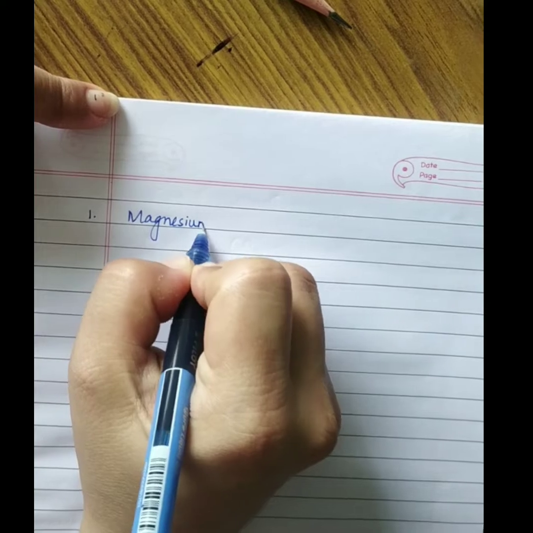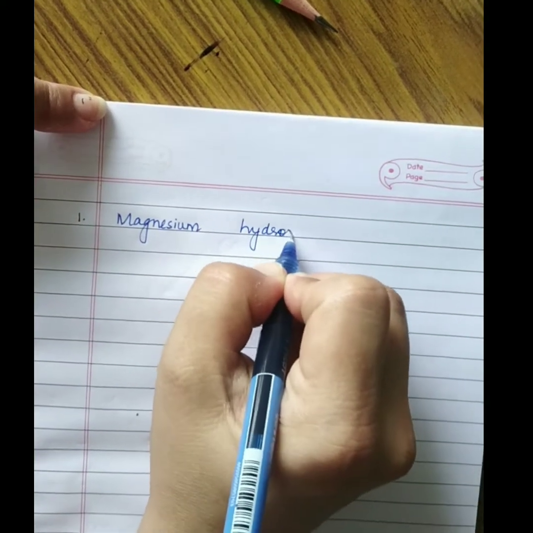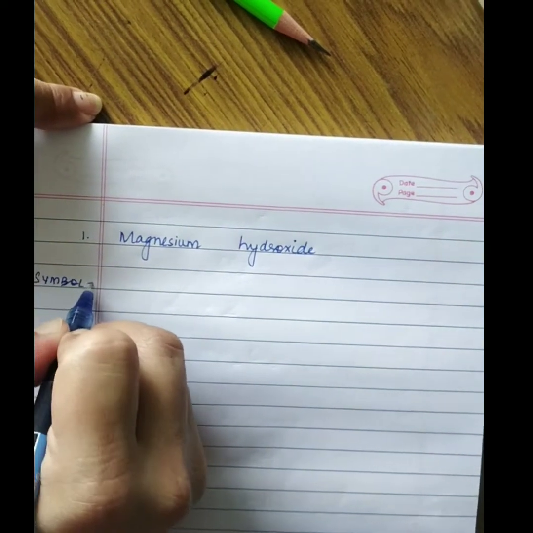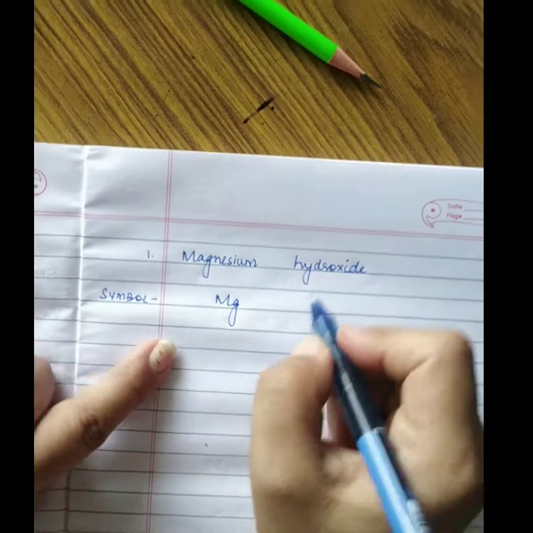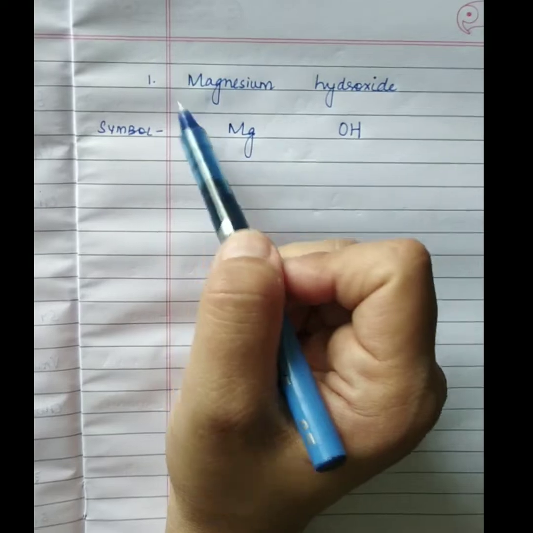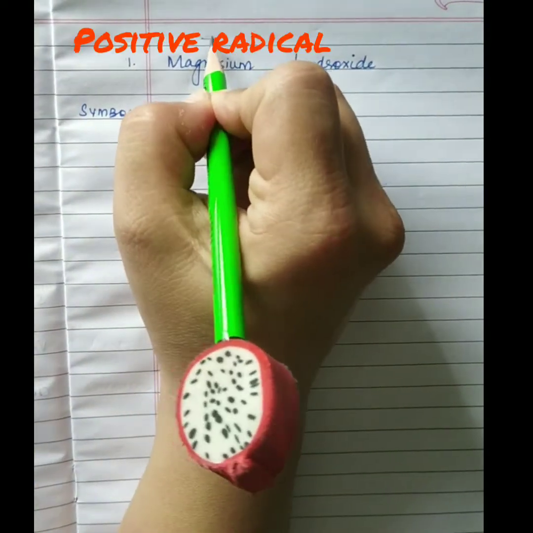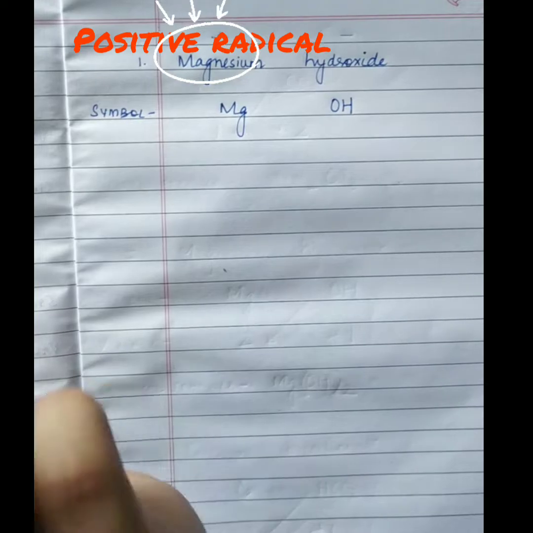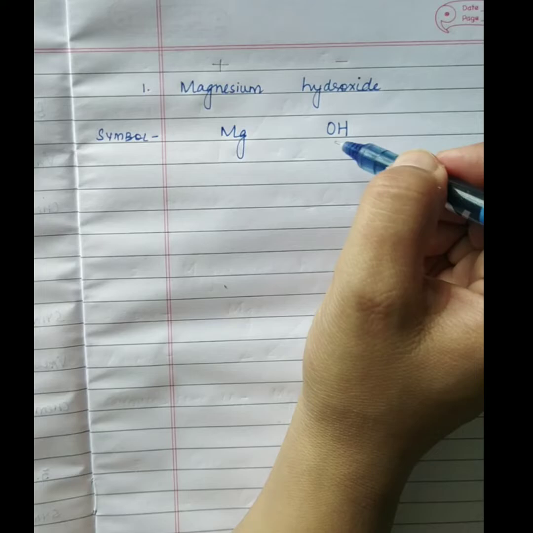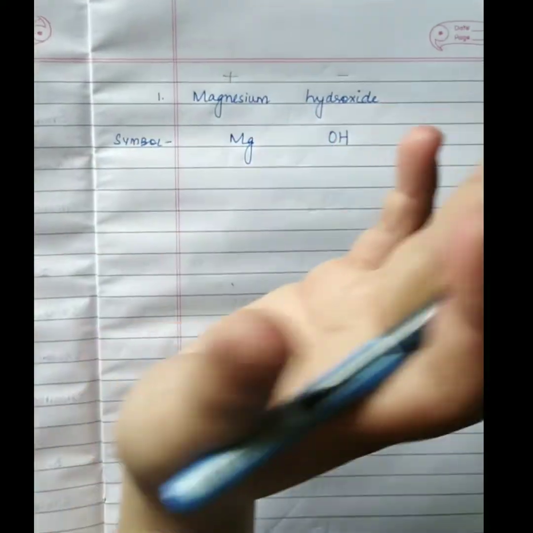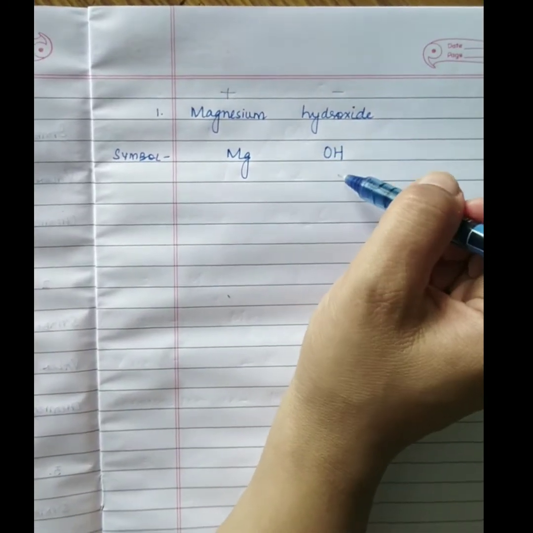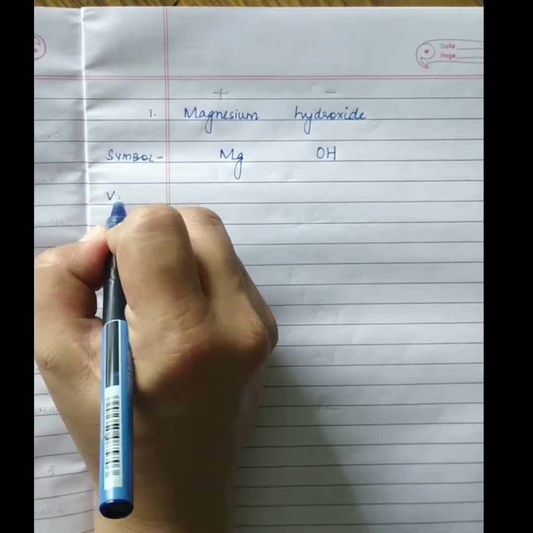magnesium hydroxide. So the first step, symbol. Magnesium is Mg, hydroxide is OH. Now see, this is known as the positive radical and the second one is known as the negative radical. Okay, so if you see, usually the negative radicals, you'll find that they are mostly written in capital letters. That means the first one and the second one both are written in capital letters. For example, here. So in that case, what do we do?